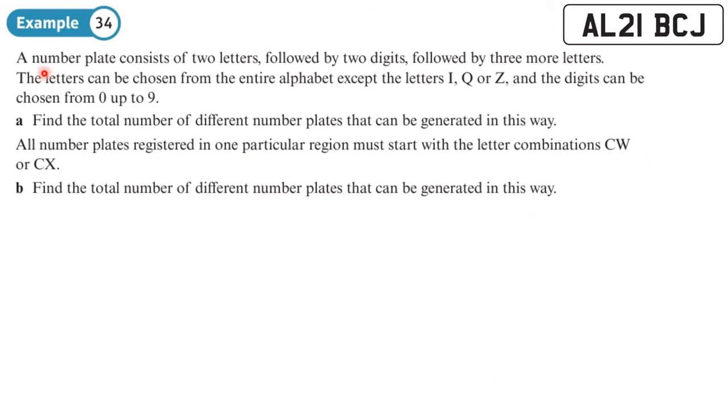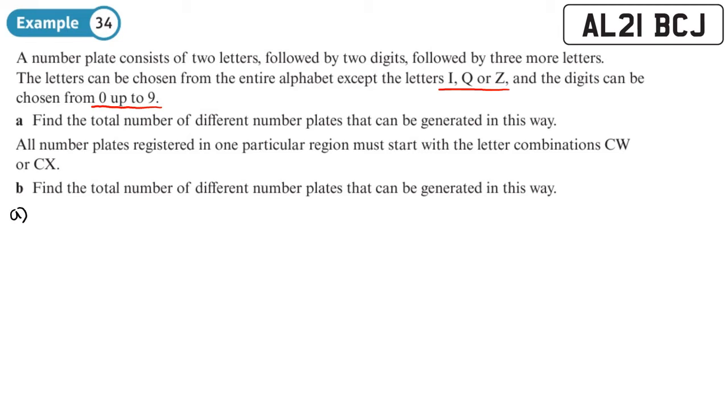Okay, so in this example, we've got a number plate on a car that consists of 2 letters followed by 2 digits followed by 3 more letters. So here's an example of what that number plate might look like. The letters can be chosen from the entire alphabet except the letters I, Q, and Z. I suppose that's because I looks like 1, Q from a distance might look like 0, and Z might look like 2. And the digits can be chosen from 0 to 9. So in part A, what we need to do is to find the total number of different number plates that can be generated in this way.